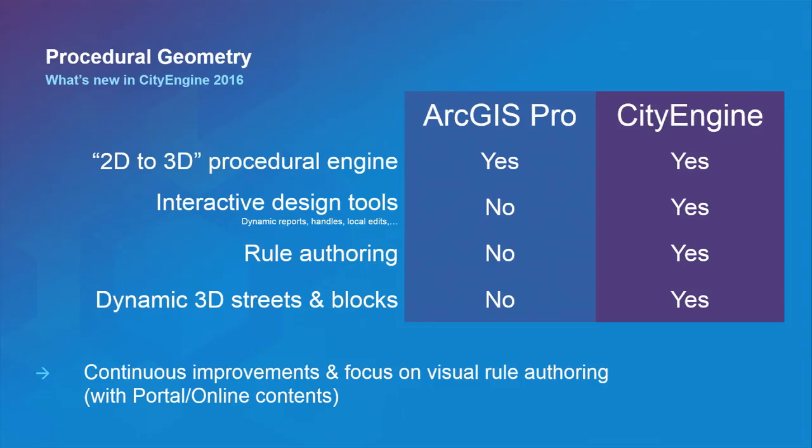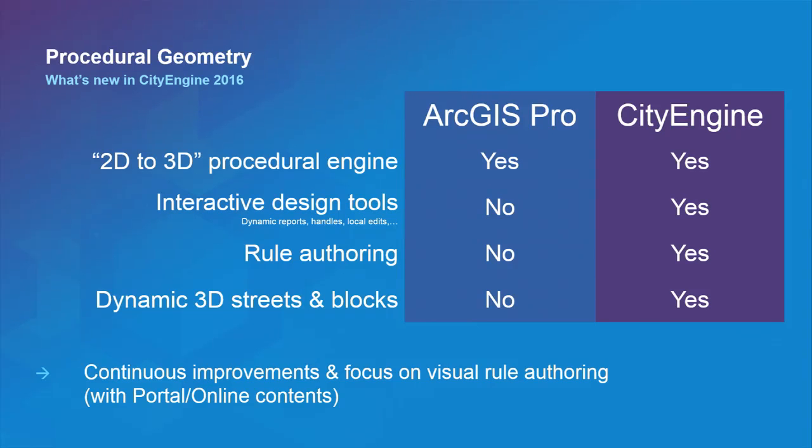And then CityEngine has this whole capability called the graph. And the graph is about bringing in a network and based on attributes, generating streets, carriageways, sidewalks on the sides, and populating those with 3D features to make realistic streetscapes. That only exists in CityEngine.